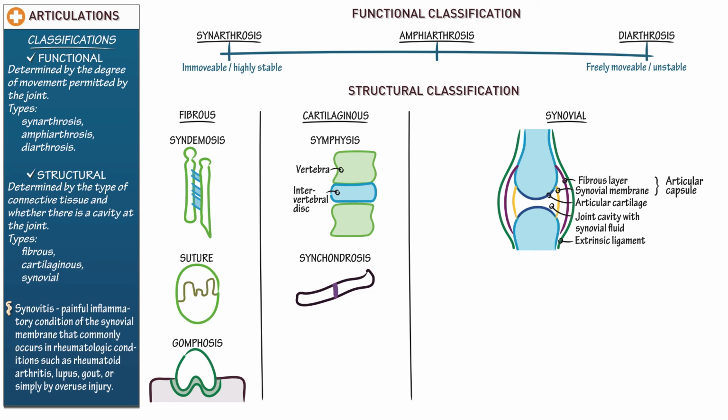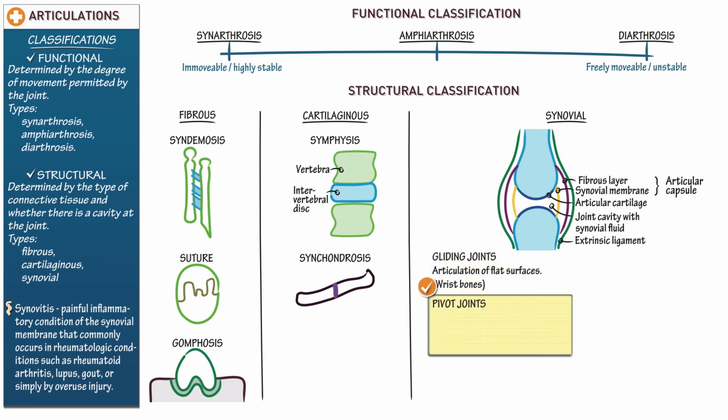Finally, let's list the following examples of freely movable synovial joints. Gliding joints occur where flat surfaces meet to allow sliding and twisting. The wrist bones, or carpals, are joined by gliding joints. Pivot joints form where a round projection fits inside a ring to allow rotation. The first and second cervical vertebrae articulate via a pivot joint.